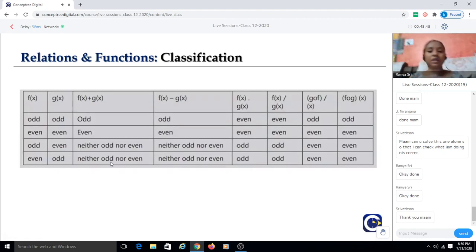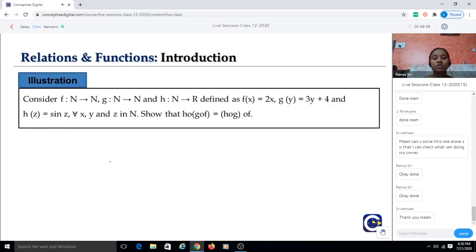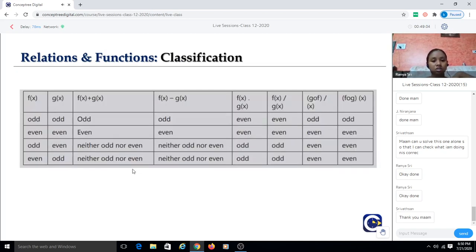So we have a tabular form here, which is quite related to the algebraic properties of even and odd functions. Here you can see that in this particular table we have taken two functions f of x and g of x. In the first case we are considering both f of x and g of x to be odd. So two odd functions. What happens when we add two odd functions? The resultant will also be an odd function.